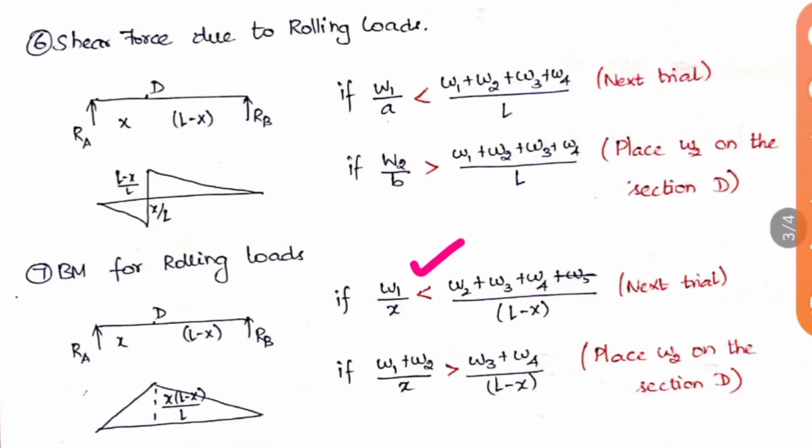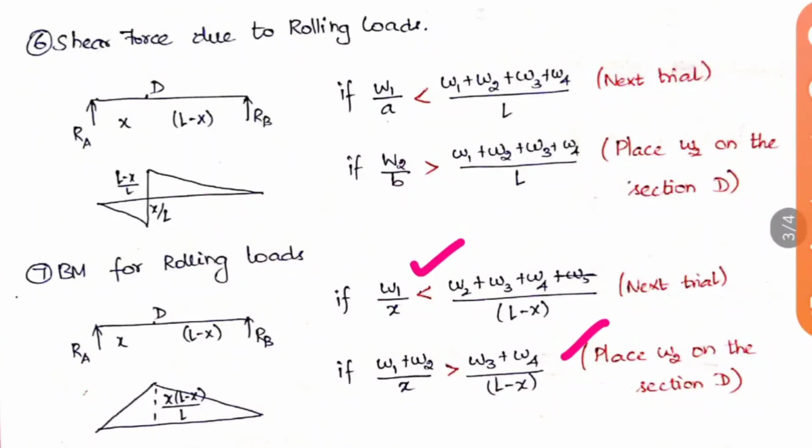So you should take W1 plus W2. Here we are adding W1 in all the formulas now. You will be adding it together on the left side, so that is the difference here. And on the right side you will be taking W3 and W4. When this is greater, you can stop and place W2 on the section D.